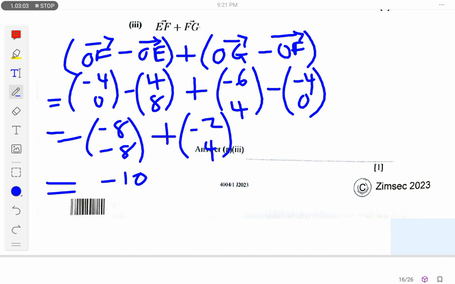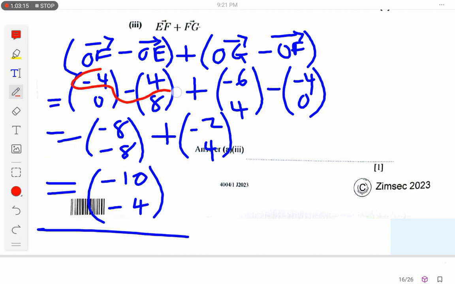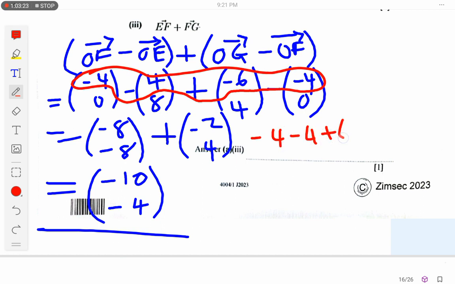Okay, so fine. Minus 8 plus 4, we get minus 4 there. So this is our final answer there, guys. You can either work it from here if you want and say, okay, I'm going to add this like this. So minus 4, it's like you have minus 4 plus minus 6, then minus 4 like that. That's where we got our minus 10.